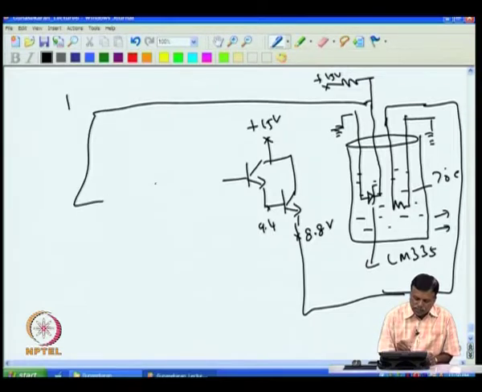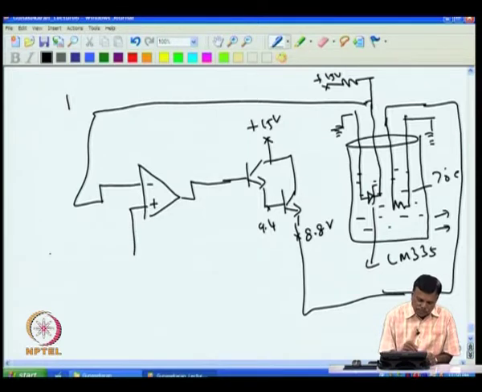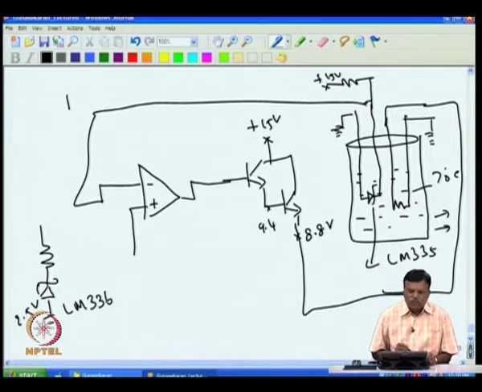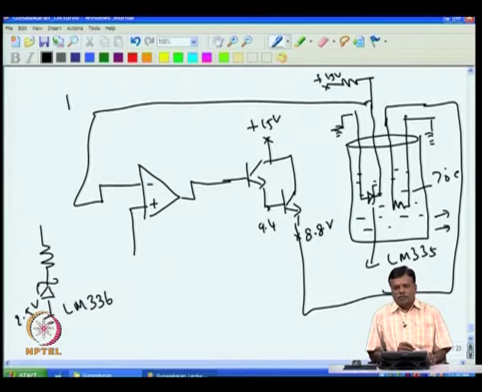So, for example, the simplest controller could be this. I can have an op amp with plus and minus inputs. The temperature I give to the minus input, and to the plus I give a reference. The reference can be from a Zener diode, say a 2.5 volt Zener, like the LM336, because you should be familiar with some of the devices available in the market.